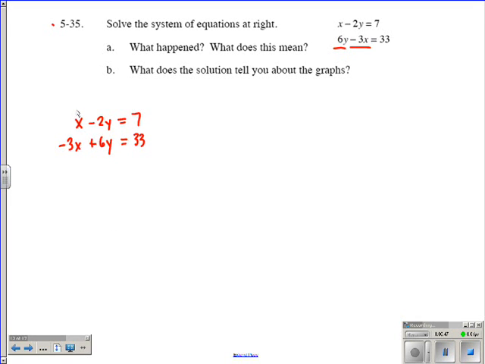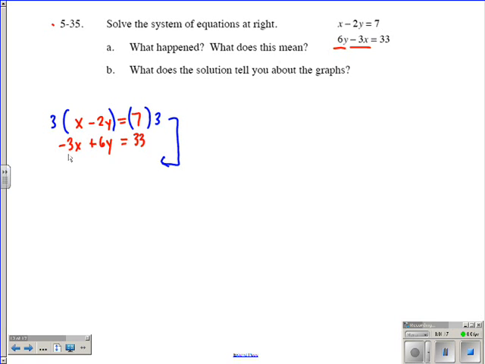So if I wanted to eliminate my x's, I want to have additive inverses. Remember, that's when we add two numbers and they give us a sum of 0. So what do I have to add to negative 3x to get 0? Well, it's going to be a positive 3. So I'm going to have to multiply this entire equation, both sides, by positive 3, and then rewrite that underneath down here.